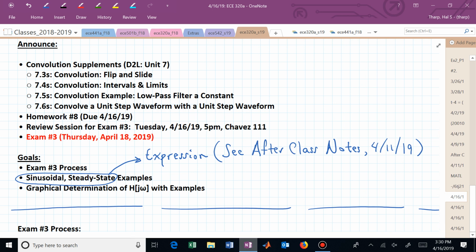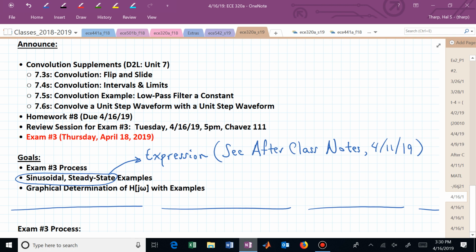This is the class prior to your third exam. Exam number 3 is on Thursday, which is the bottom announcement. Hopefully that doesn't shock you, that it's coming up in a couple of days. To get ready for that, you actually have your last homework assignment due today.